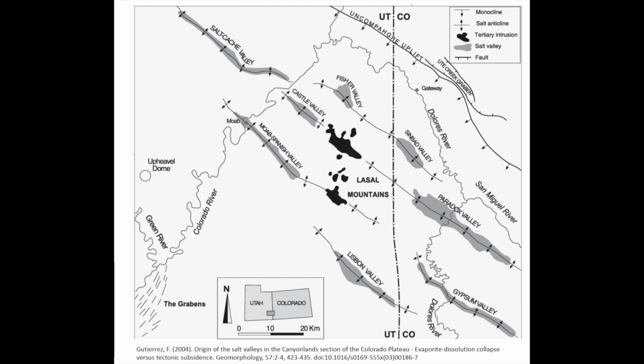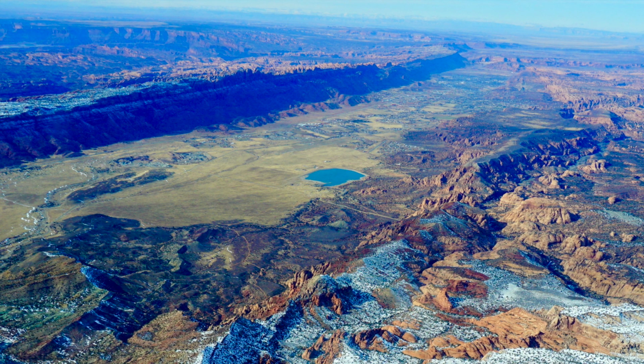And you might notice that there's several valleys in southeastern Utah and western Colorado that trend northwest-southeast. And this is probably due to pre-existing faults related to the Ancestral Rockies. So how does this actually form the Moab Spanish Valley?